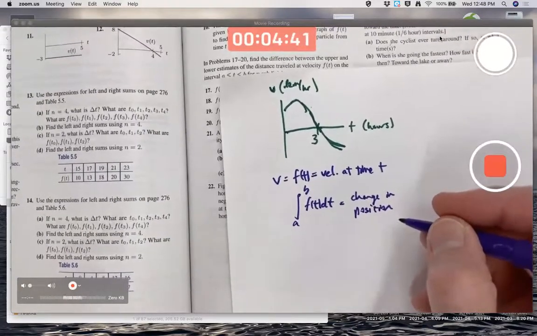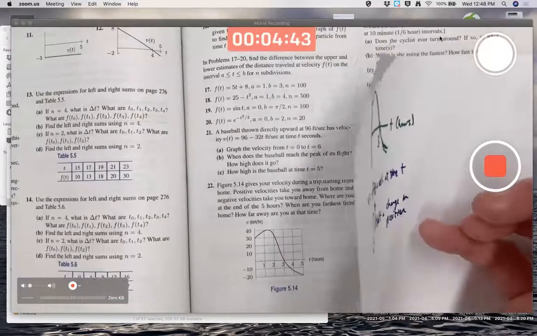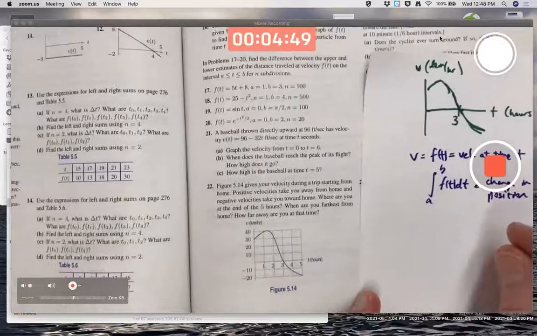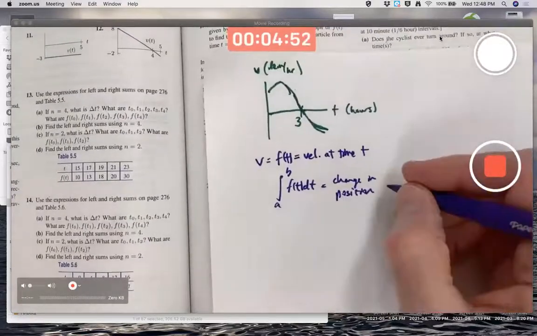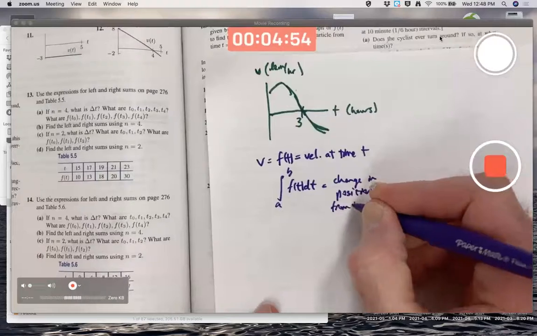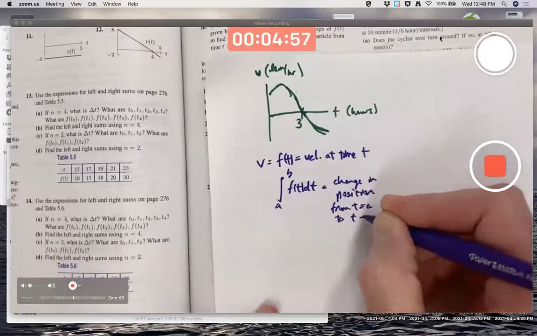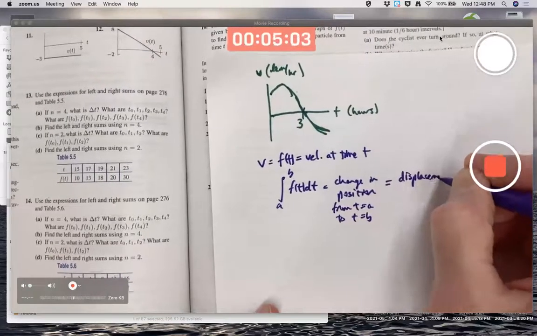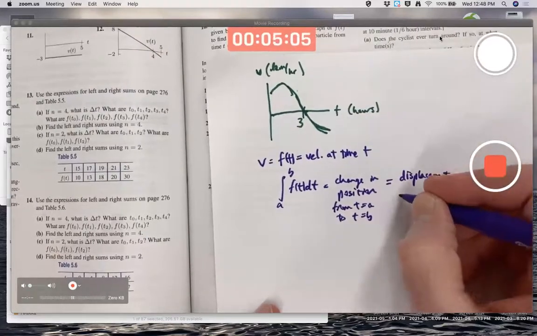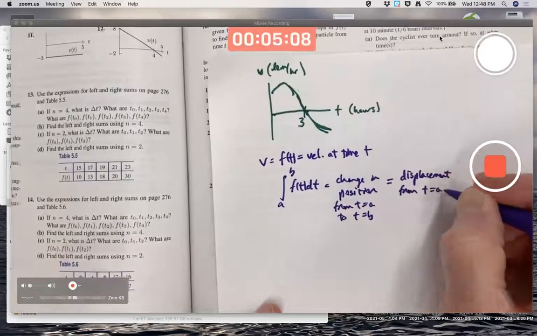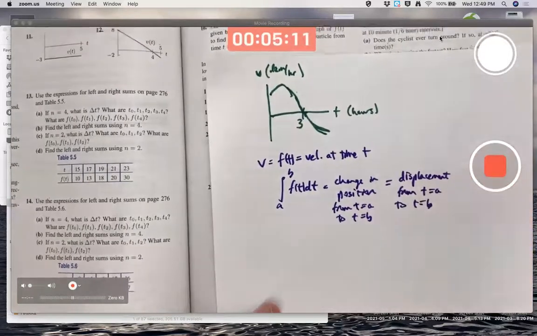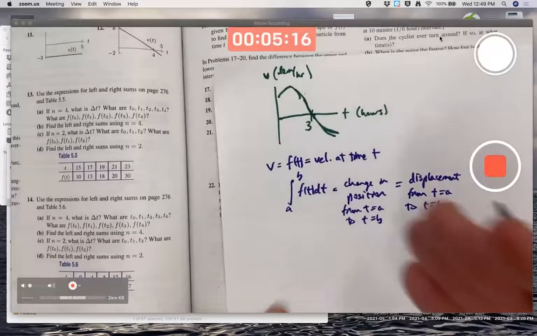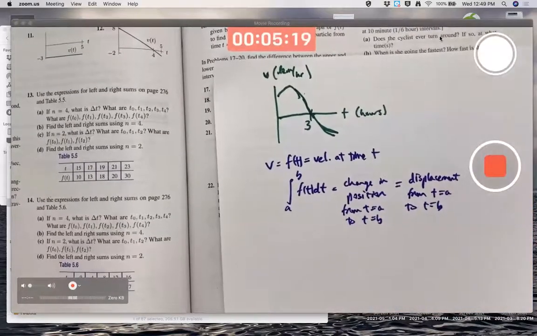And we're not saying where you started. We're not saying you started at home. I guess it does say it started from home, but in general, it doesn't have to. This is from t equals a to t equals b. Also called the displacement. Displacement and change in position mean the same thing. From t equals a to t equals b, over whatever interval we're talking about here. A to b is whatever subinterval we happen to be focused on.